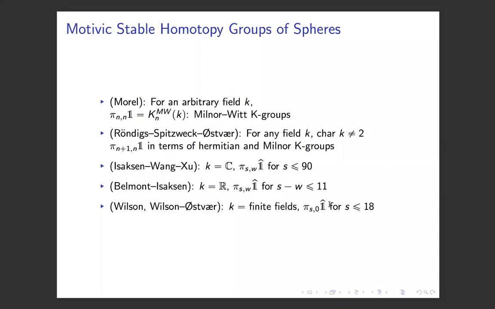So at weight 0, I think Wilson computed at all primes for s smaller or equal to 18. And at prime 2, Wilson and Østvær computed for s depending on the congruence of the field, and they computed up to 18 or 20 for this field. So that's basically my knowledge of the state of the art for motivic stable stems.